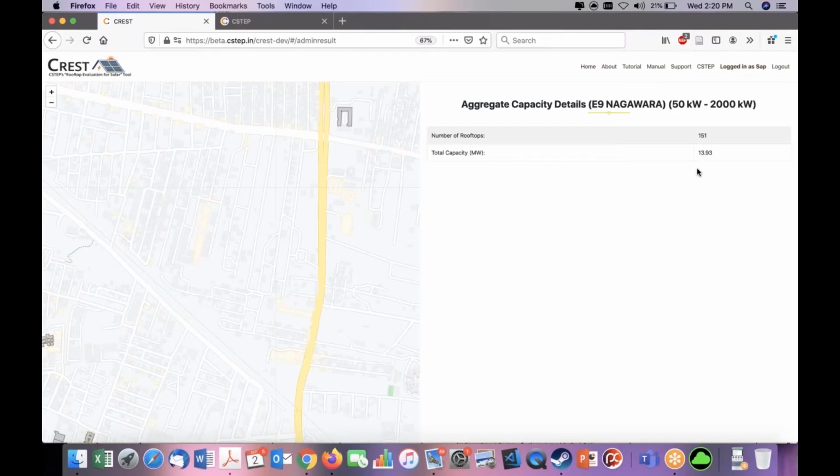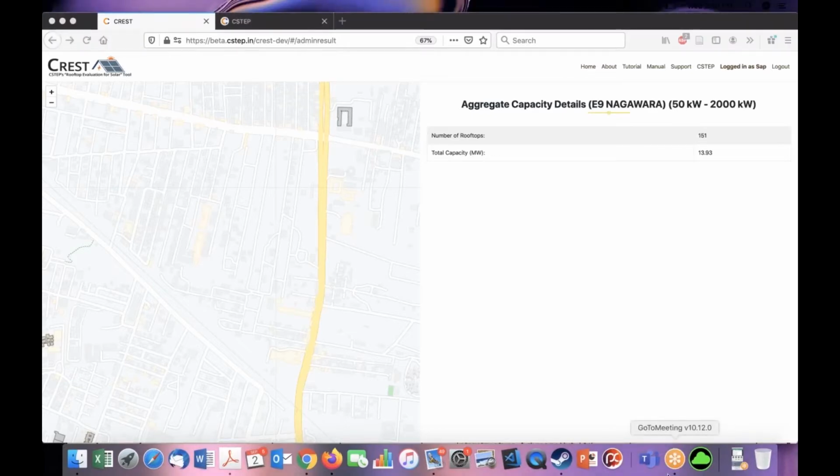So with this, I would like to hand over the presentation controls to Jamin, my colleague, who will take you through the policy implications of rooftop solar 1.06 gigawatt in this case. Abhishek, I request you to please give it over to Jamin.